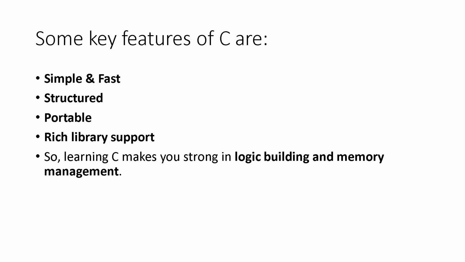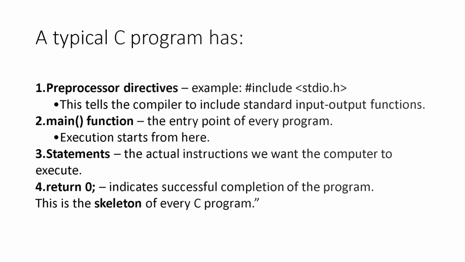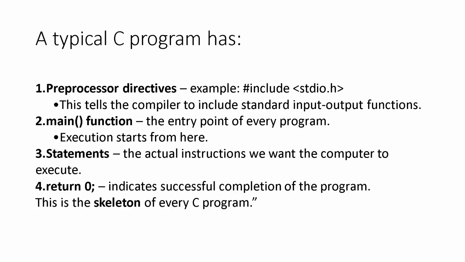Now, let us move to the structure of a C program. A typical C program has the following parts. Preprocessor directives. For example, #include <stdio.h>. This tells the compiler to include the standard input-output library. Main function, the entry point of every C program. Execution always starts from here. Statements. These are instructions written inside the main function. Return 0 indicates successful completion of the program.